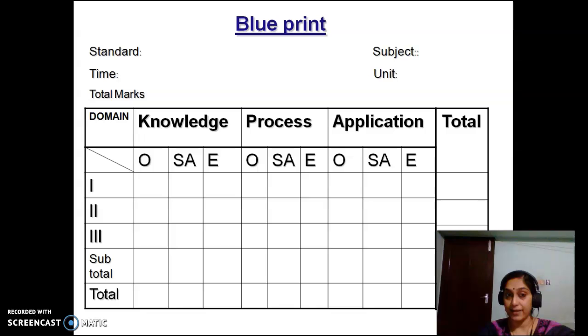Domain is represented: knowledge, process, and application. Content is represented as Unit 1, Unit 2, Unit 3. And the type of questions is represented as objective, short answer, and essay. Subtotal and total has to be mentioned here.